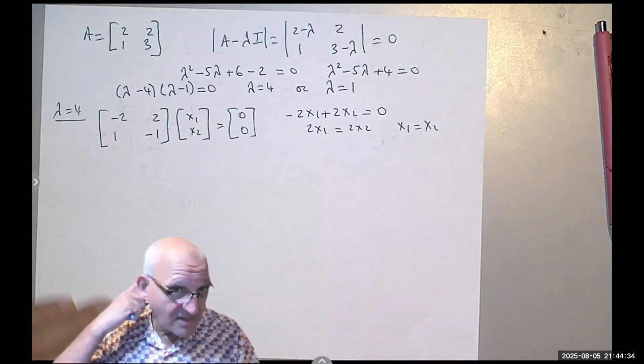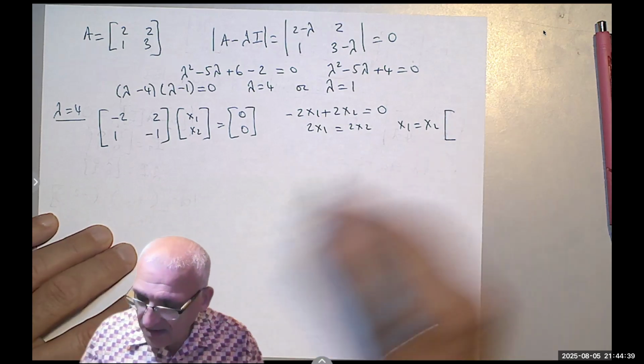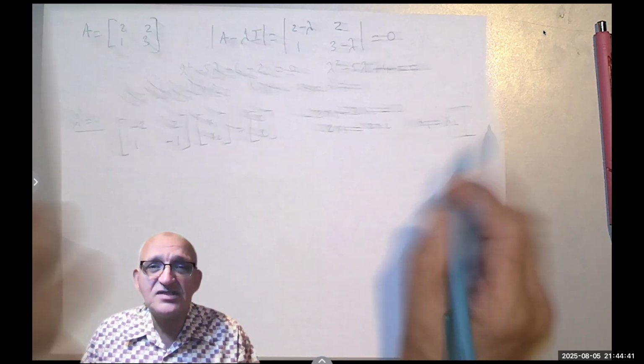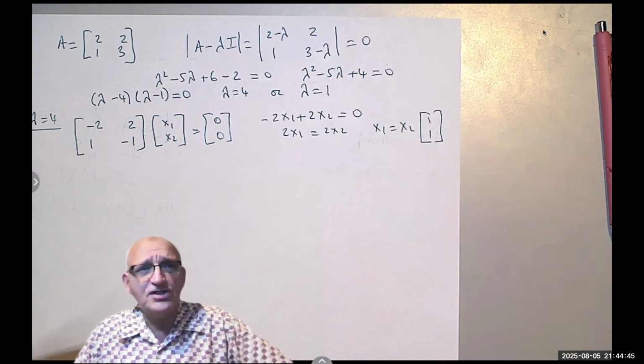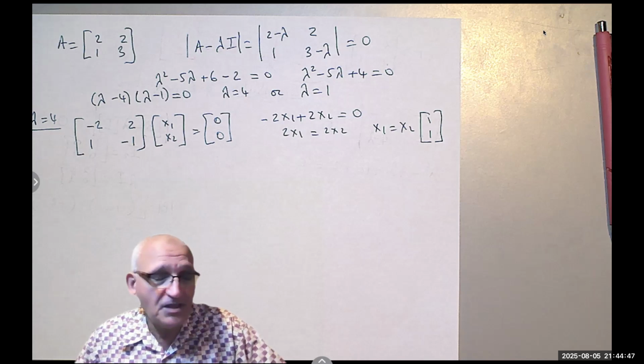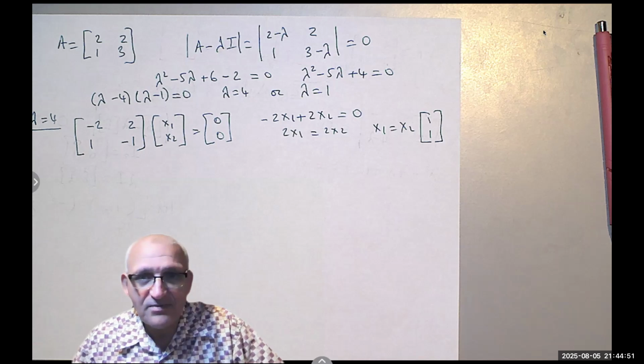So give me a vector. Give me a vector that has x1 equals x2. So the easiest one is 1 and 1. Someone can say, oh, I'm going to use negative 13 and negative 13. Yeah, be my guest. It's the same thing. Okay? It's the same thing.